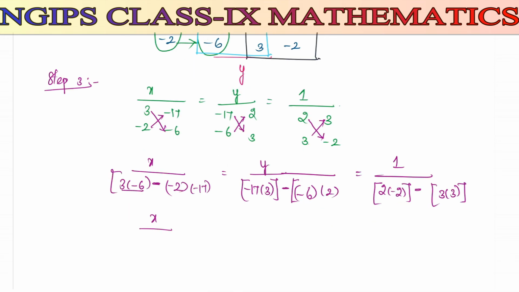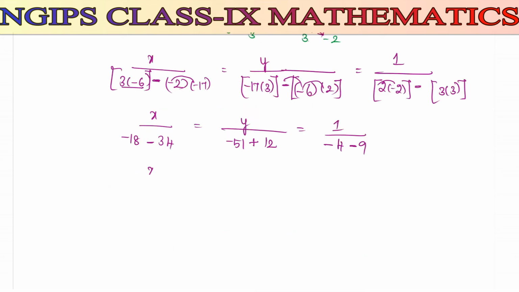x divided by 3 into minus 6, the value is minus 18, and here a minus into minus will be plus, plus into minus will be minus. 17 2s are 34, is equal to y divided by minus 17 into 3, the value is minus 51, minus into plus will be minus, minus into minus plus. 6 2s are 12 you will get, is equal to 1 divided by plus into minus will be minus, 2 2s are 4, and we have minus 3 3s are 9.